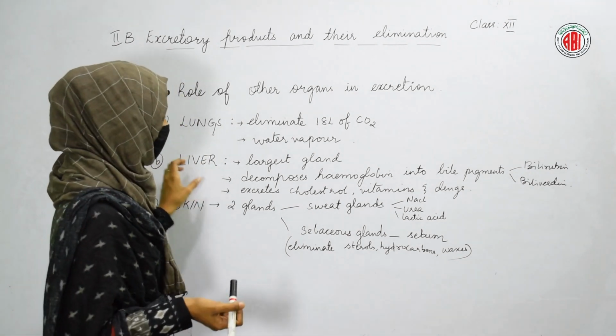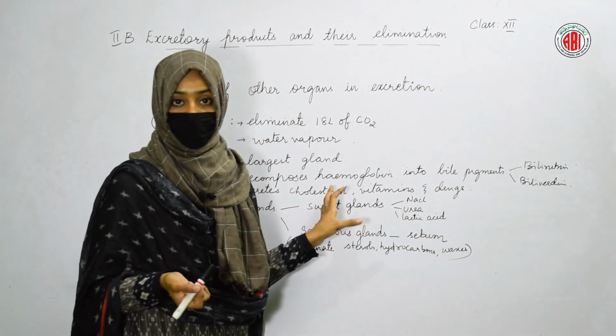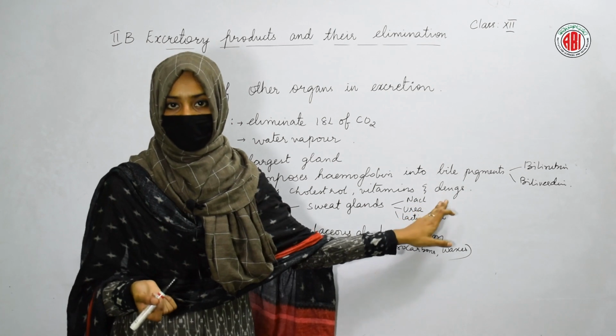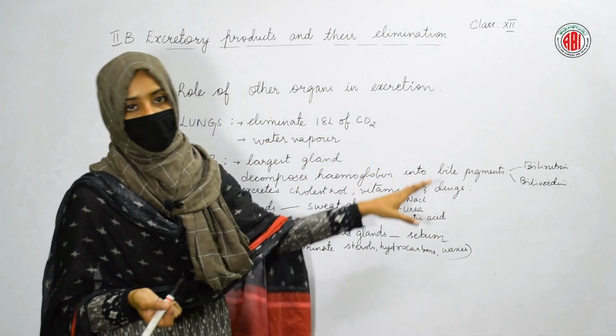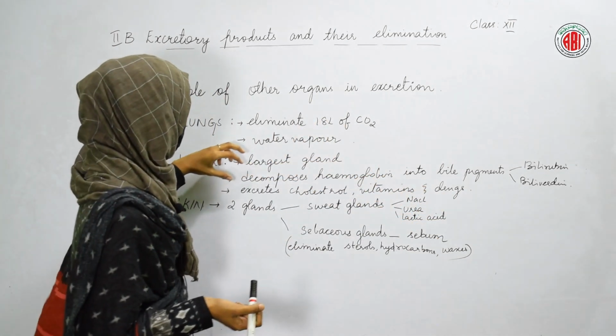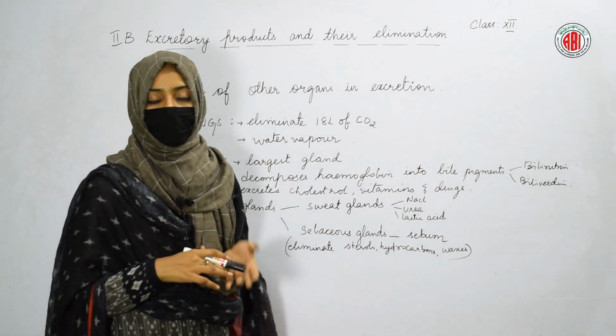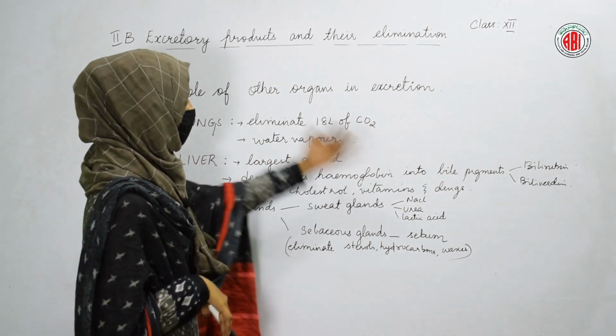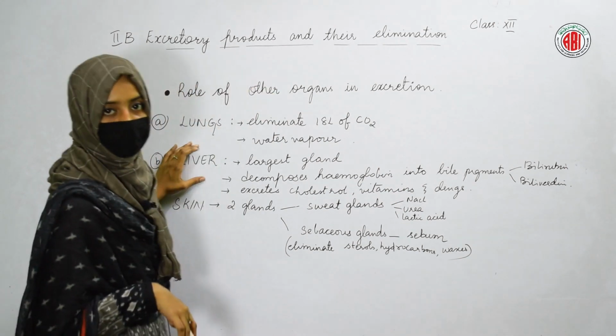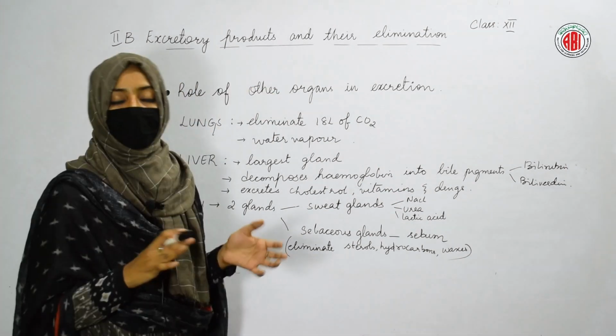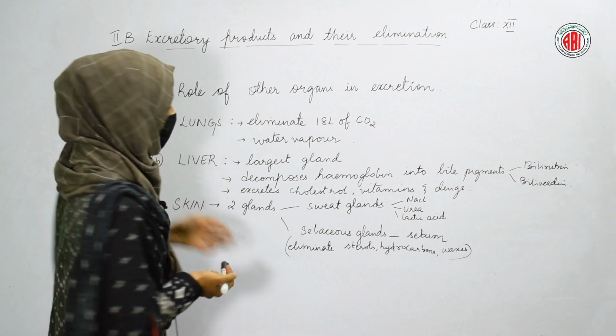Besides this, the liver also excretes a lot of cholesterol, vitamins and drugs through bile. So these different substances like cholesterol, vitamins and drugs can be eliminated from our body through bile with the help of our largest gland, called the liver. This is how the liver is also acting as an excretory organ.